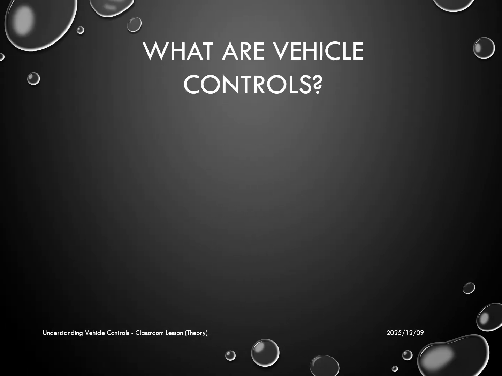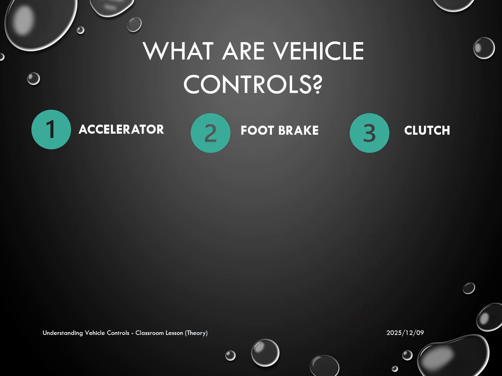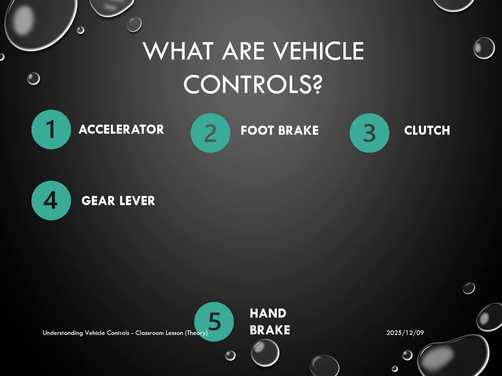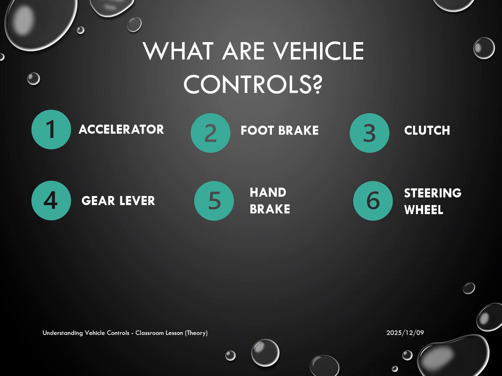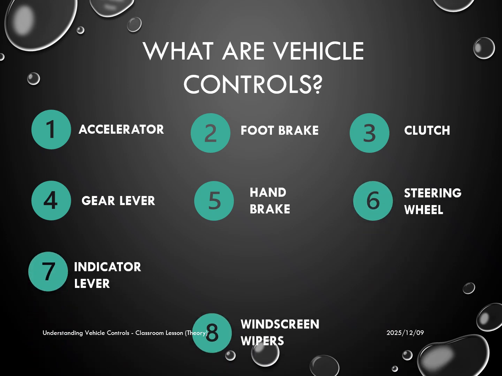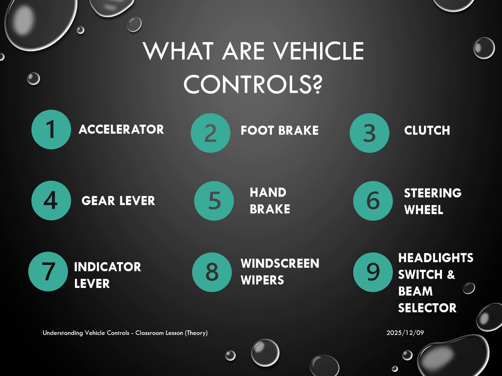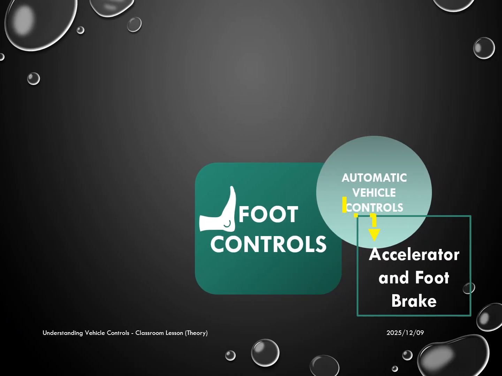What are vehicle controls? The vehicle controls are the following: the accelerator, the foot brake, clutch, gear lever, handbrake, steering wheel, indicator lever, windscreen wipers, headlights switch and beam selector, and a hooter. There are two types of vehicle controls. They are foot controls and hand controls.